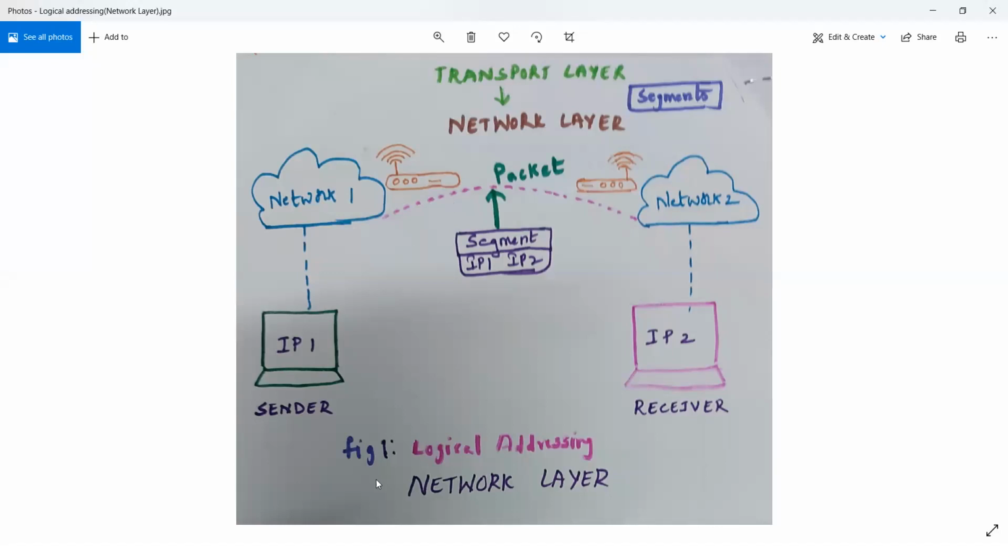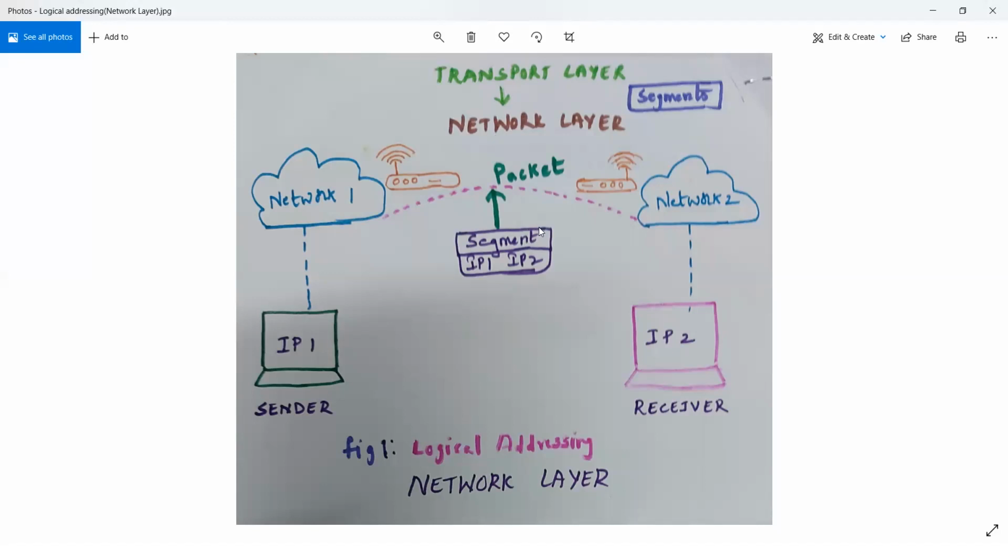Here the sender has one unique IP address, IP1, and the receiver has another unique IP address, IP2. Now, logical addressing means assigning IP addresses to the segment. So what is the segment? The segment is nothing but the data that is received from the transport layer. The data from the transport layer reaches the network layer in the form of a segment.